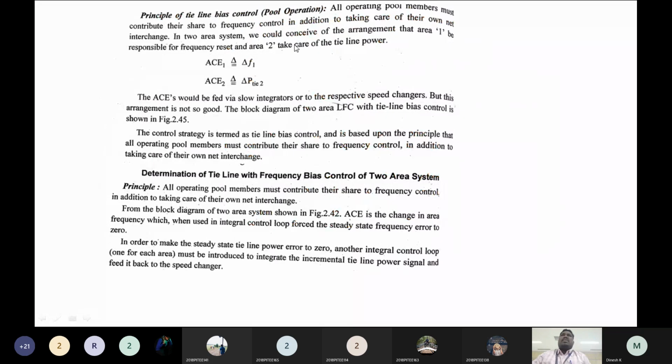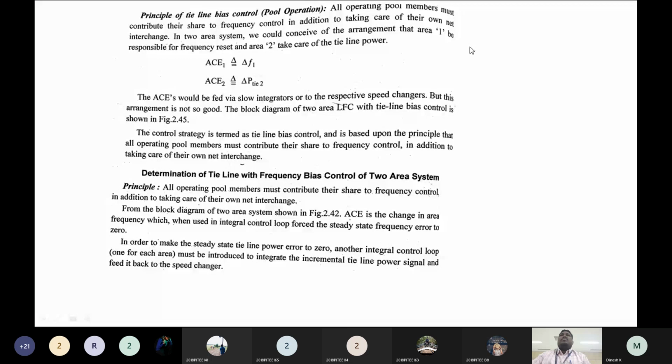So, the principle of tie line bias control. The tie line bias control is also known as pool operation. All operating pool members must contribute their share to frequency control, in addition to taking care of their own net interchange.